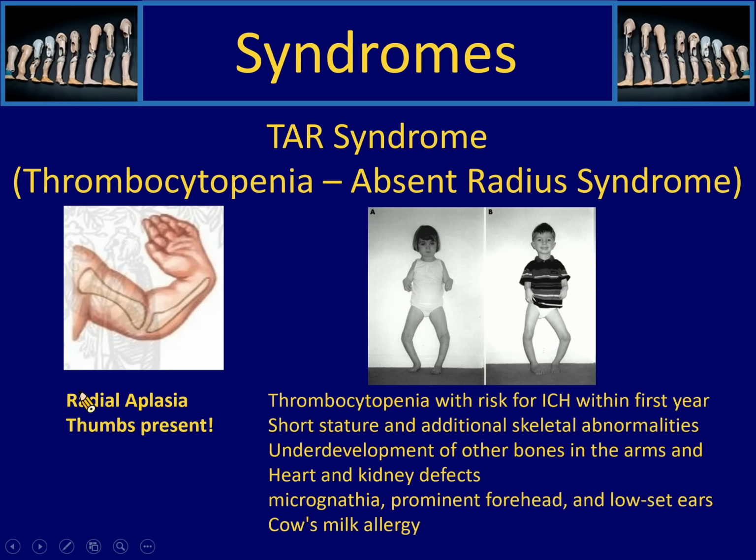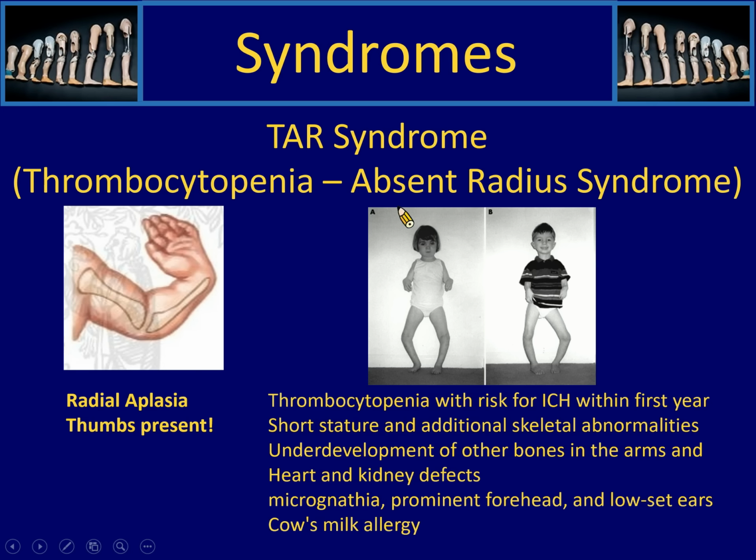TAR syndrome is thrombocytopenia with absent radius syndrome. Absent radius means that there is only loss of the radius bone, but the thumb and the fingers remain intact. This is radial aplasia.